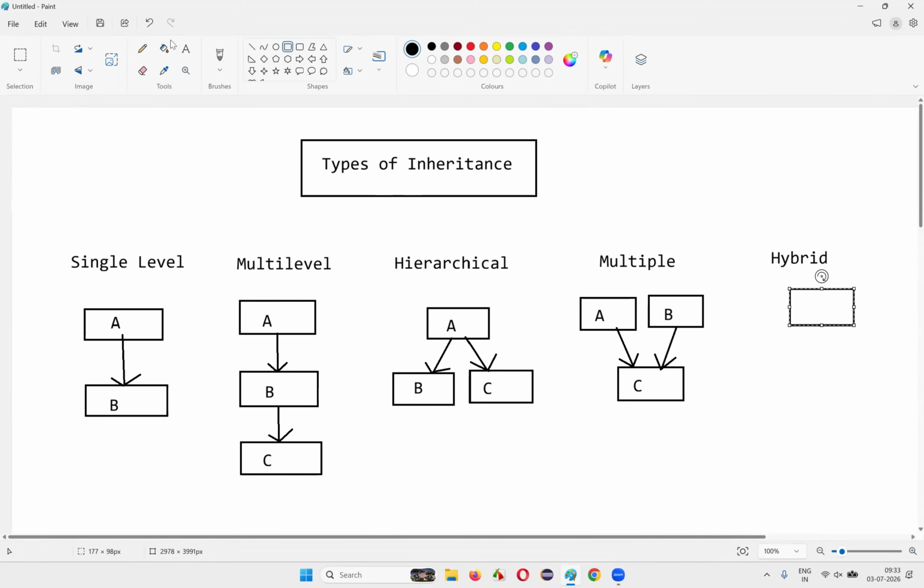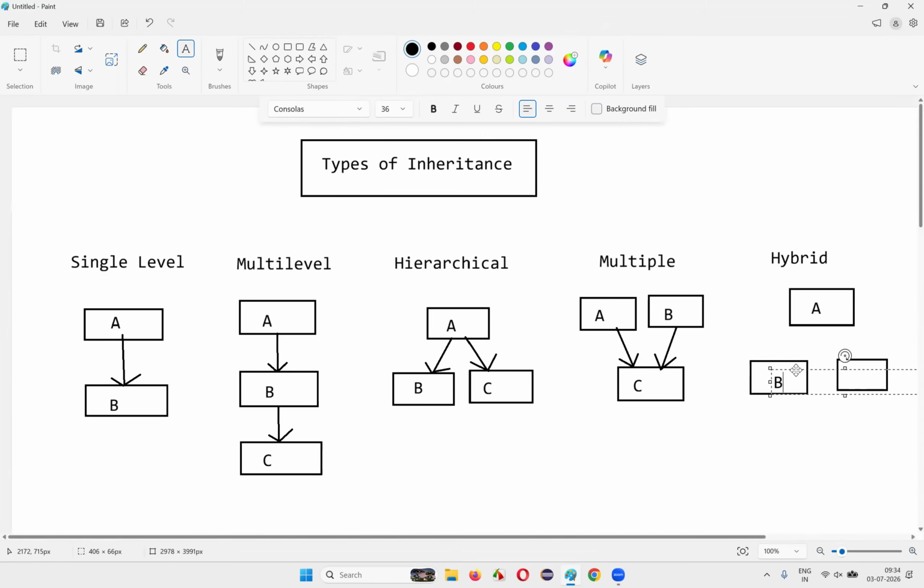Here, let me write down class A. Now, there are two classes, class B and class C. Here, class B is a child of this parent A. That means class B is acquiring the properties from this parent class A. Similarly, class C is also another child of the same parent, that is A.